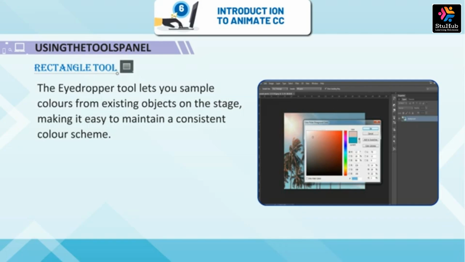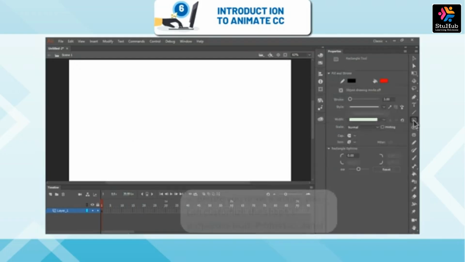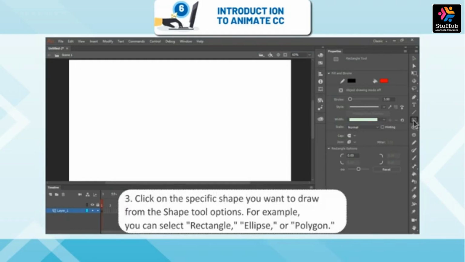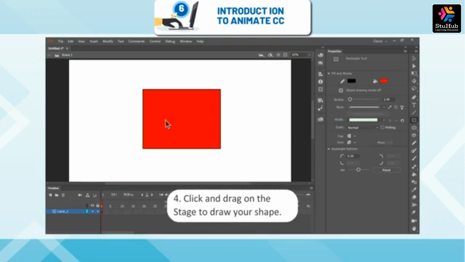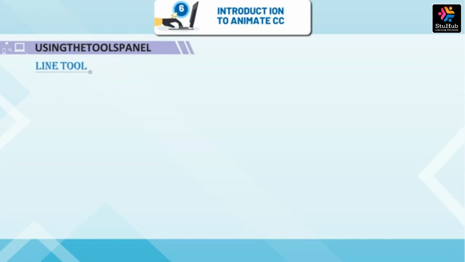The steps to use the rectangle tool are: select the rectangle tool icon. Before you draw a shape, you can customize the shape's properties from the Properties panel. Click on the specific shape you want to draw from the Shape tool options. For example, you can select rectangle, ellipse, or polygon. Click and drag on the stage to draw your shape. These tools make it easy to draw perfect geometric shapes.